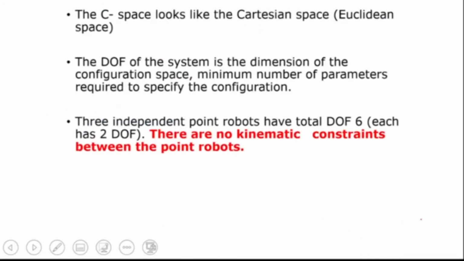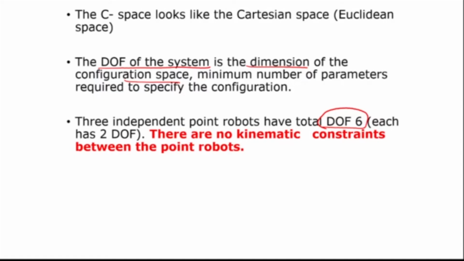Now the C space looks like Cartesian space in this particular case, but they are different spaces. The degree of freedom of the system is the dimension of the configuration space. That is something we have seen earlier. Now 3 independent point robots have a total of 6 degrees of freedom. What we are trying to derive here, or the direction in which we are going, is to see what this kinematic constraint is and what the different kinds of kinematic constraints are.